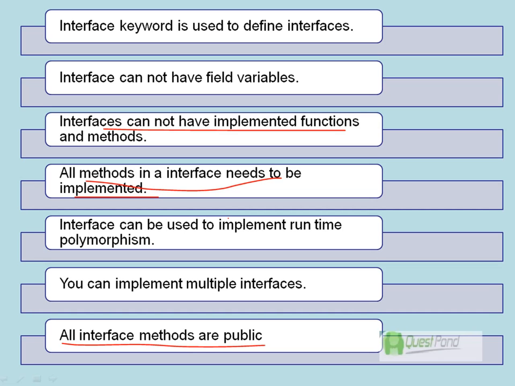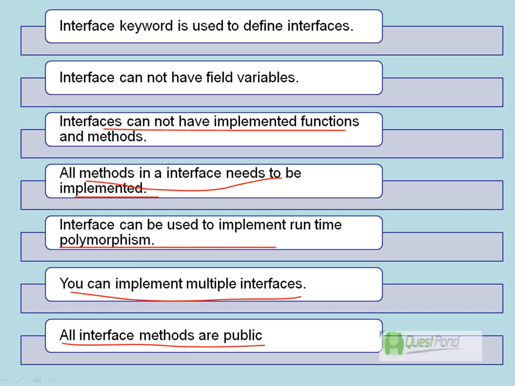Now there are two more important points here, and I'm not going to show you a practical on these. The fourth important point is that you can implement multiple interfaces. For example, you can have interface 1 and interface 2, and your class can implement both of these interfaces. That's the fourth important point.